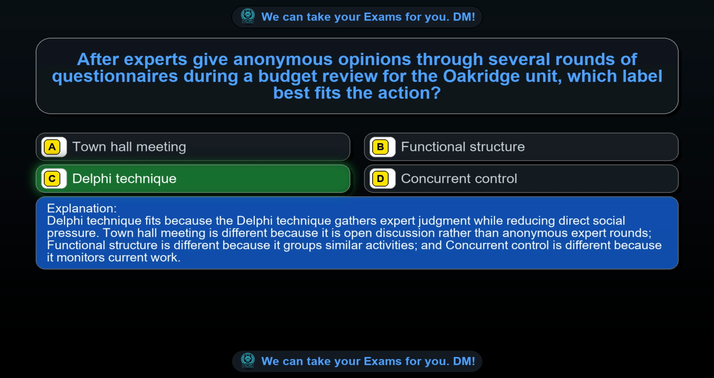Delphi technique fits because the Delphi technique gathers expert judgment while reducing direct social pressure. Town hall meeting is different because it is open discussion rather than anonymous expert rounds. Functional structure is different because it groups similar activities, and concurrent control is different because it monitors current work.